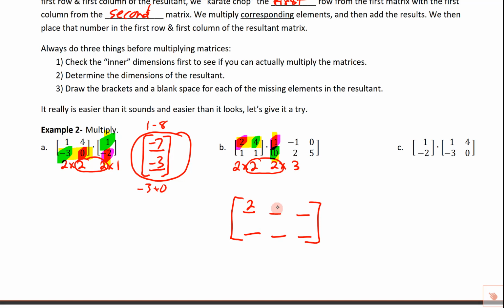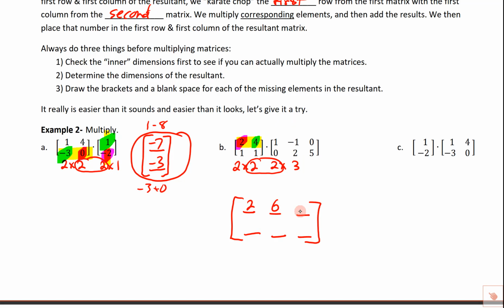Now I need to do first row, second column. So it's still going to be the first row, but now I need to do the second column. So I'm going to highlight this one right here, and we're going to do this correspondingly. We're going to do the 2 with the negative 1, and the 4 with the 2, and multiply these together. So 2 times negative 1 is negative 2. 4 times 2 is 8, so negative 2 plus 8 is going to end up being a 6 right here. So I'm going to erase that and erase the highlighting.